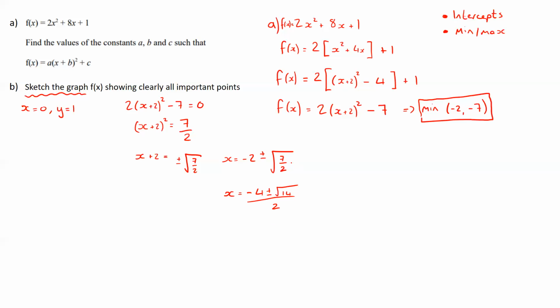If you're not quite sure what I've done here, just either ask me or Mr. Tom will be able to tell you how you get from here to here. But it's just a little bit of manipulation. On your calculator, that's telling me that either x is minus 0.129 or x equals minus 3.871.